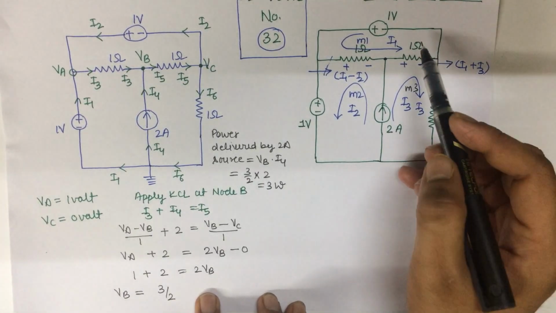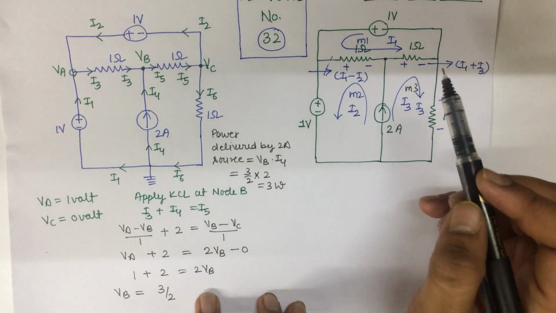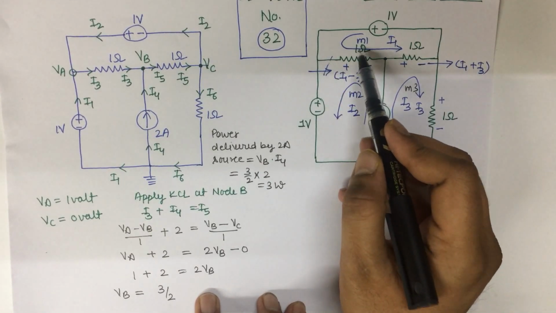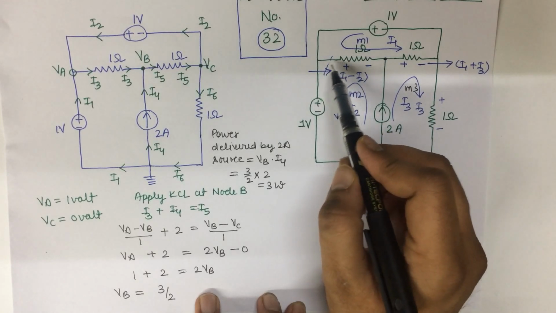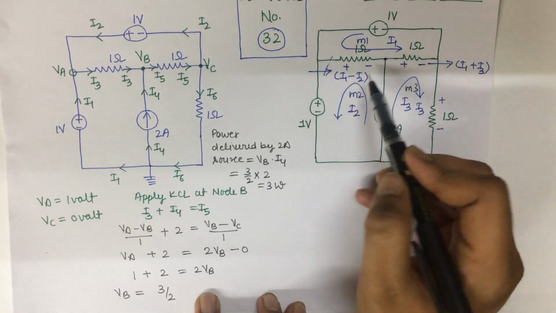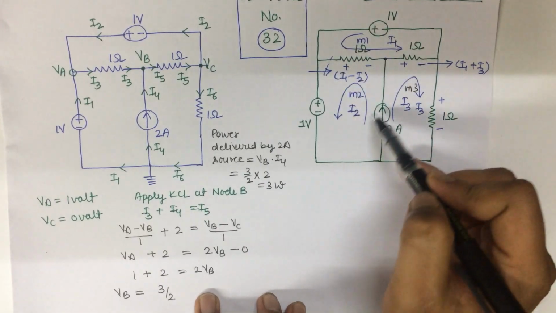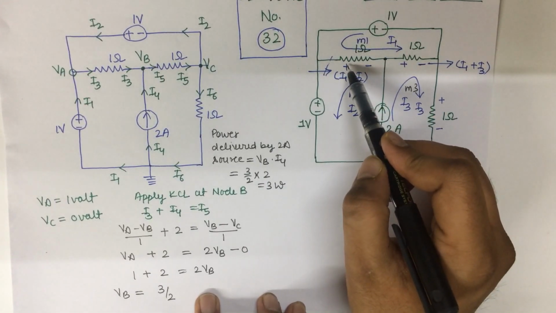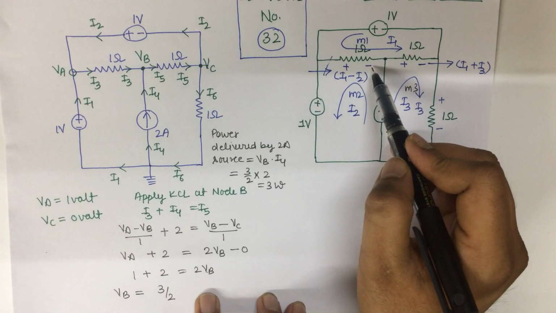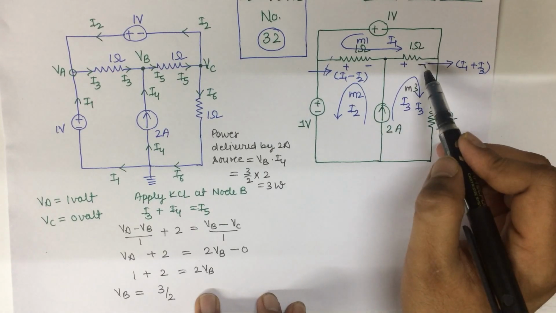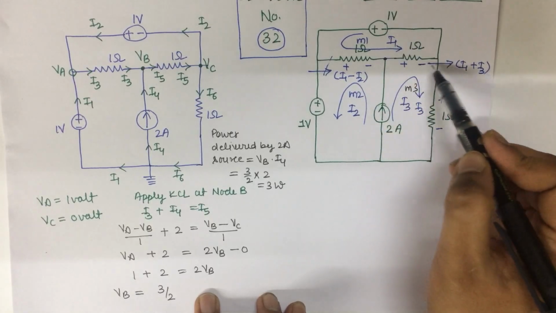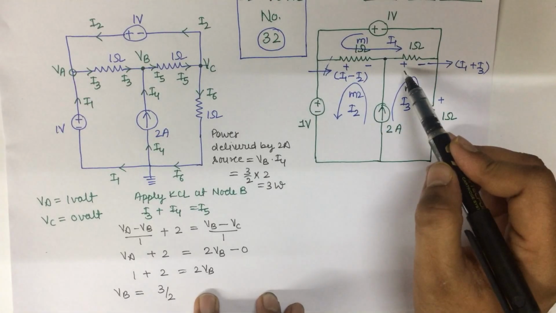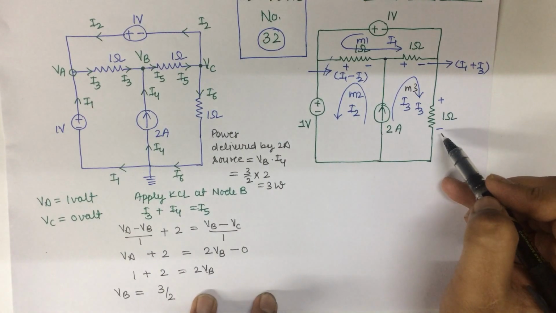Now after assuming current, we distribute our current in the 1 ohm resistance. Current, we assume, from left to right, and it would be I1 minus I2, and at the entry terminal this is positive and this is negative. Similarly, for this 1 ohm resistance, current is flowing in this direction, I1 plus I3, and this is positive, this is negative.